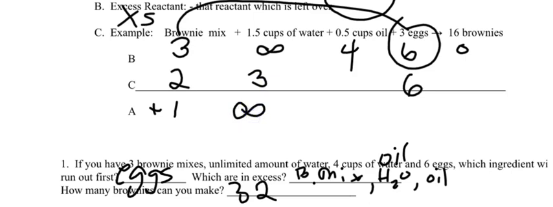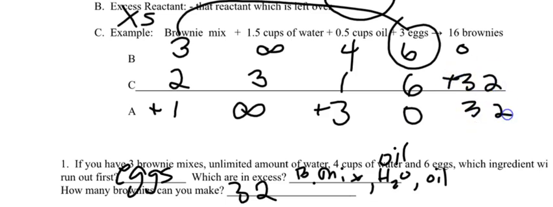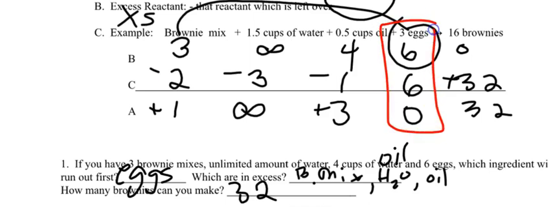What's 6 divided by 3? 2. What's 2 times 0.5? 1. And I still have a positive 3 left over. Let's do one more time. What's 6 divided by 3? 2. 2 times 16 is 32. So I'm going to make 32. There we go. So what do you notice about your limiting reactant? Your limiting reactant is the one that has a 0 when you subtract out.